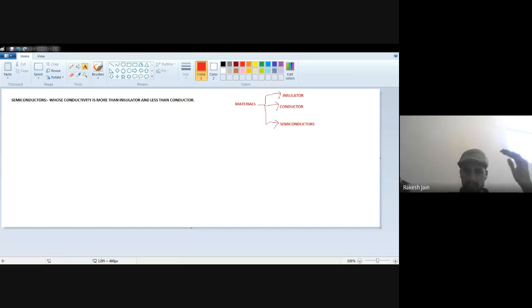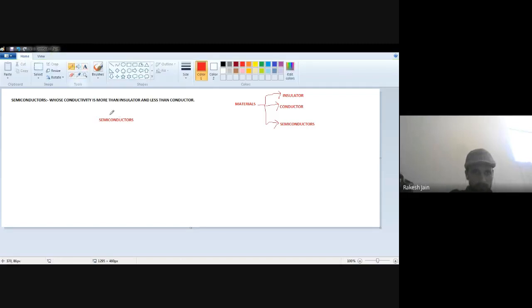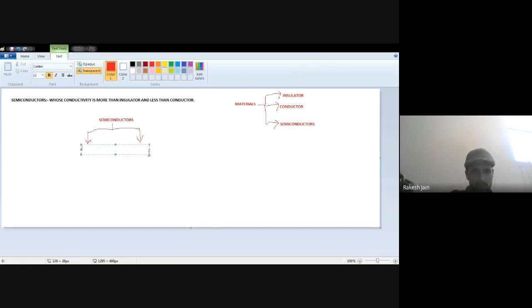These are not conductors, these are not insulators. So we talk about the semiconductors first of all. What is a semiconductor? One whose conductivity is more than an insulator and less than a conductor. Now I am talking about how many types of semiconductors there are. Basically there are two kinds of semiconductors. One is known as pure semiconductor and one is known as impure semiconductor.